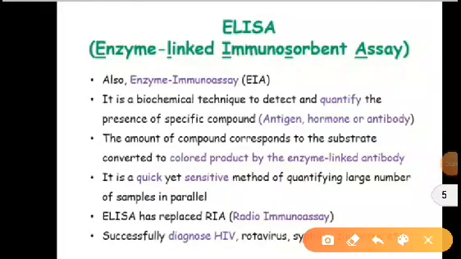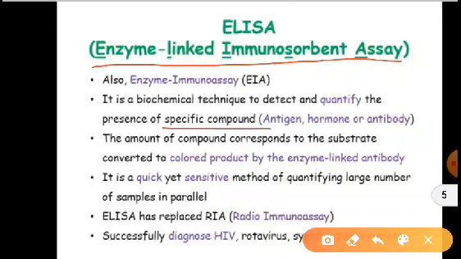ELISA, enzyme linked immunosorbent assay, also known as enzyme immune assay. It is a biochemical technique to detect or quantify presence of specific antibodies, antigen or hormones in the sample. The sample is patient's blood serum.